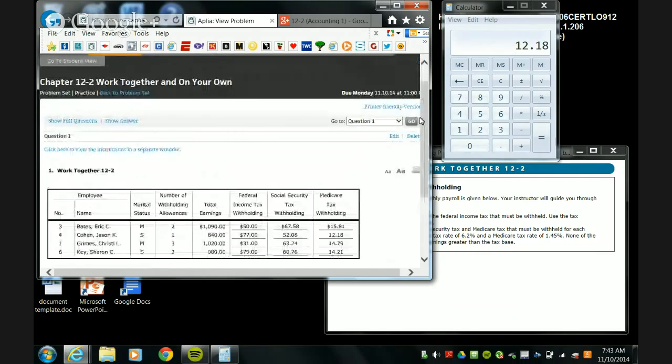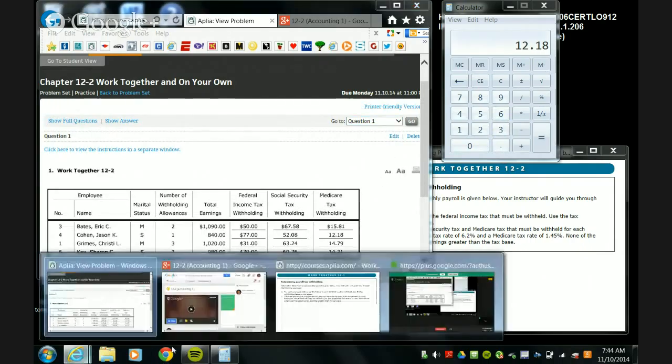Okay, so that's how we figure out their federal income tax withholding. You use your tables, and then for Social Security tax and Medicare, we put our percents in as decimals, and then we multiply by their total earnings. So that's 12.2.